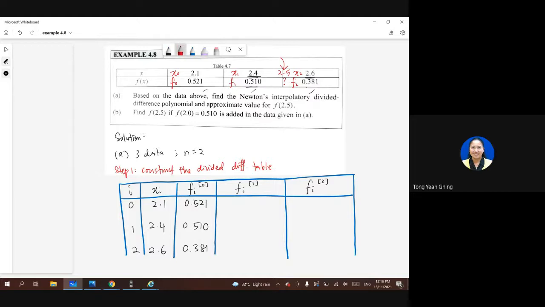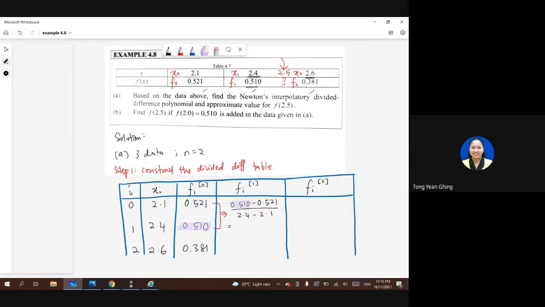So start with the first degree of divided difference. So we have to consider these two. So when consider these two, maksudnya kita akan ambil nilai, this one lah, kita akan ambil nilai 0.510 minus 0.521 divide by 2.4 minus 2.1. Boleh tak? So maksudnya, we will take this one.